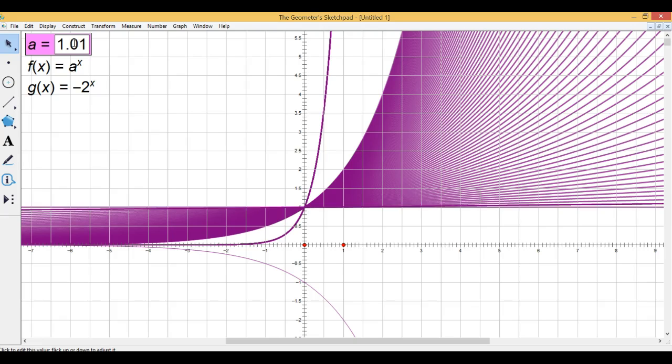Okay, but that's just as an aside. You get the idea of what's happening, hopefully, as we change the value of the base that's being raised to the power of x. Okay, that'll do us. That's really all we need.